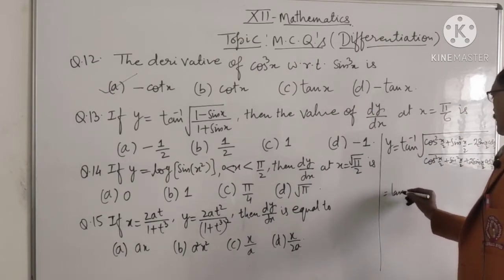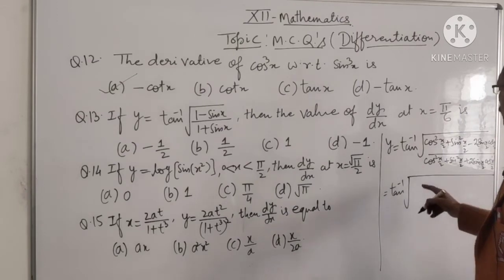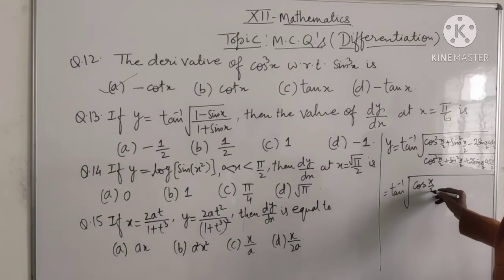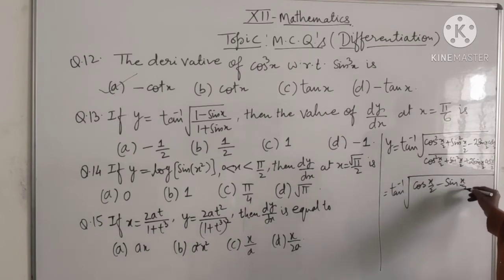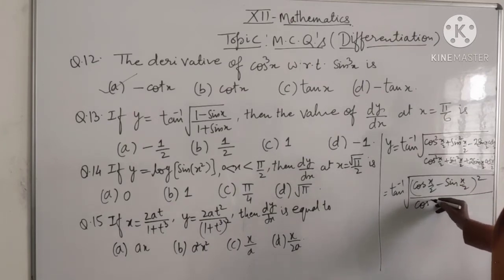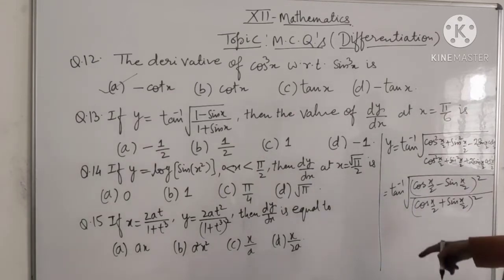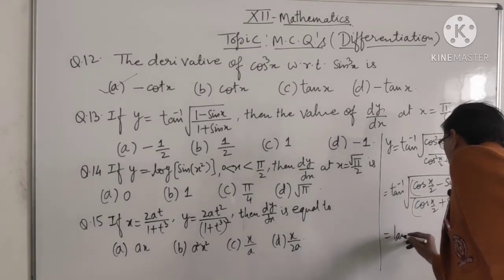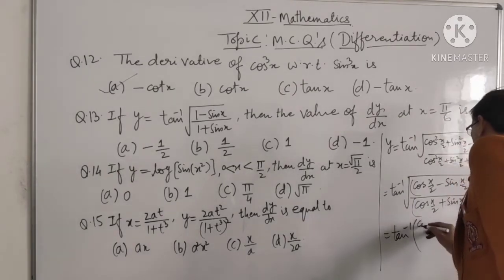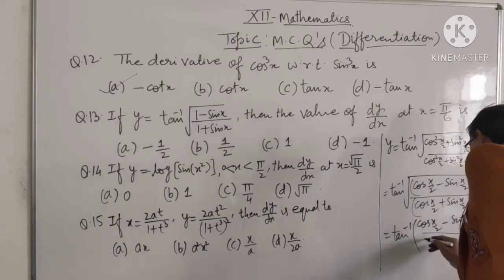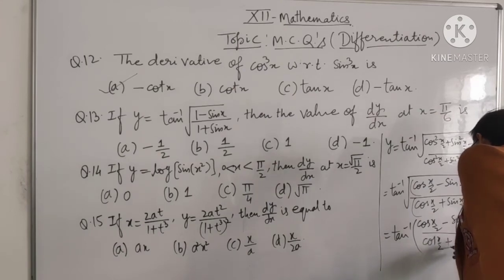It is tan inverse. Using the formula a square plus b square minus 2ab, it means (cos x by 2 minus sin x by 2) whole square. Same as the denominator, using the formula, (cos x by 2 plus sin x by 2) whole square. Then the square will cancel out the root. So it is tan inverse of (cos x by 2 minus sin x by 2) upon (cos x by 2 plus sin x by 2).